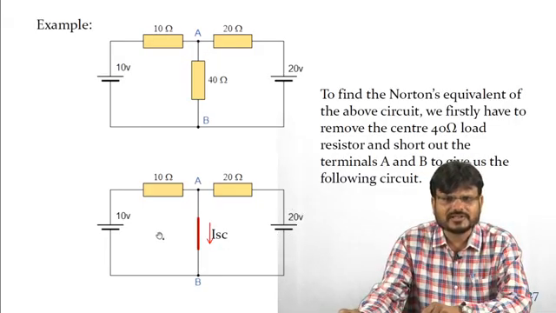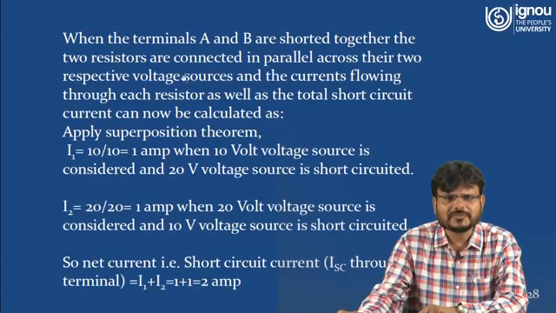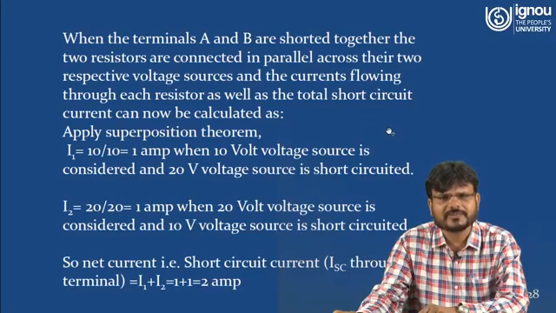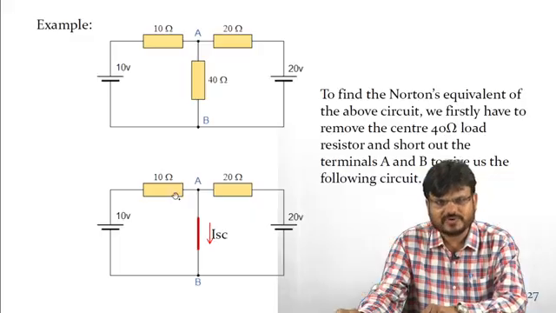Whatever current flows through the 10 volt source will be divided between this branch and this branch. With terminals A and B shorted together, two resistors are connected in parallel across their two respective voltage sources, and the current through each resistor as well as the total short circuit current can be calculated by applying the superposition theorem. So I1 is equal to what? 10 divided by 10. Why?